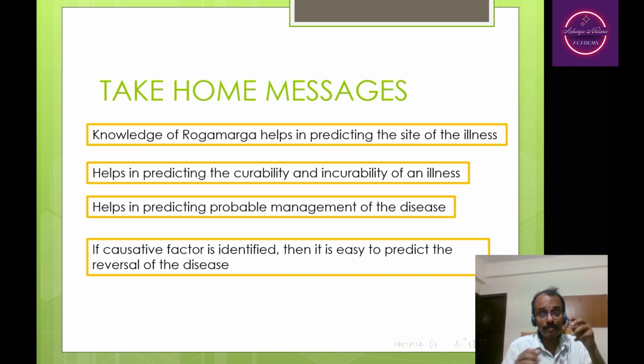Let us say, for example, the person is having pain in the epigastric region and knee joint pain. The pain in the epigastric region may be a little bit easier to cure, whereas pain in the knee joint is very difficult to cure. It may take more time, or sometimes even lifelong medications may be necessary. And Rogamarga knowledge helps in predicting the probable management of the disease.